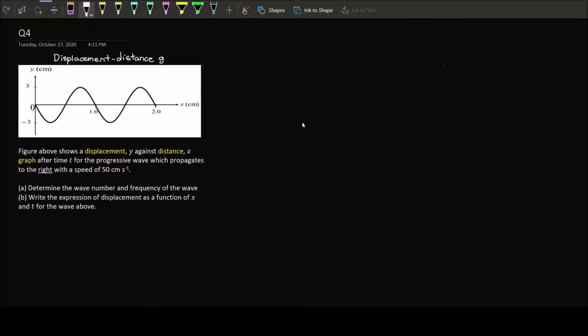Okay, it's important for you to know what graph you are given or what graph you need to draw, because there are two types of graph in chapter 10. One of them we call the displacement distance graph, which is y against x, and there's another one which we call the displacement against time graph, which is y against t. So it's important to know what you need to draw or what you are given in a situation.